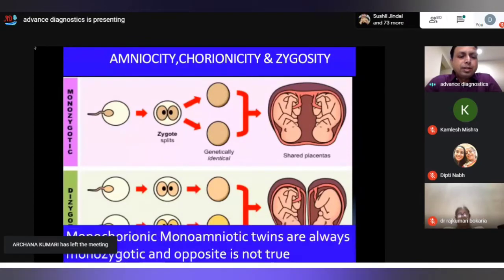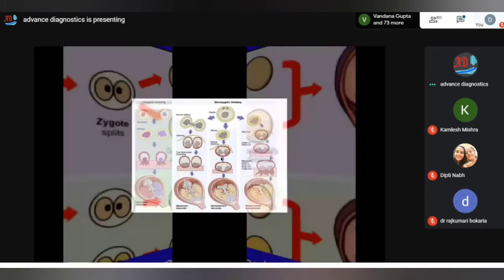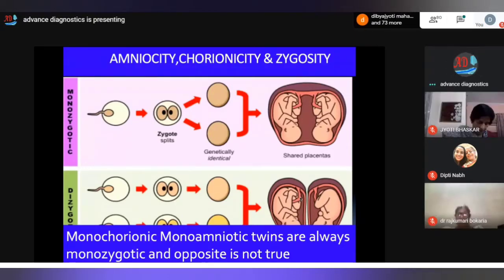So when a zygote forms from a single egg fertilization and it divides, they are genetically similar and have a shared placenta. So they are basically monochorionic, whereas when there are two zygotes, they actually divide and they have a separate placenta, so they are dichorionic. So monochorionic monoamniotic twins are always monozygotic, and the opposite is not true.